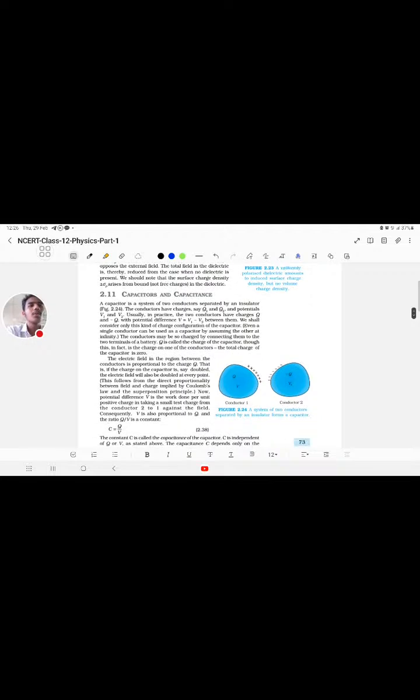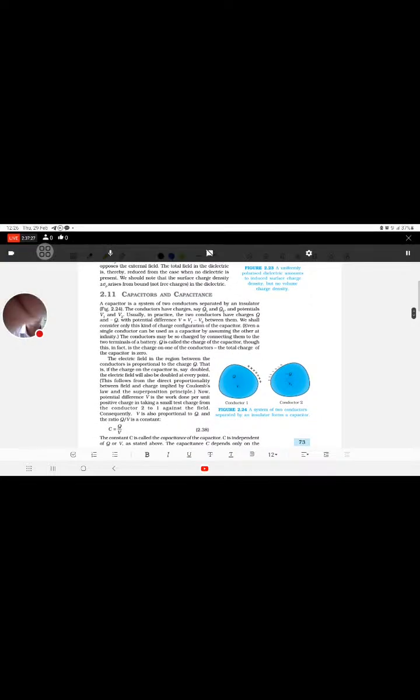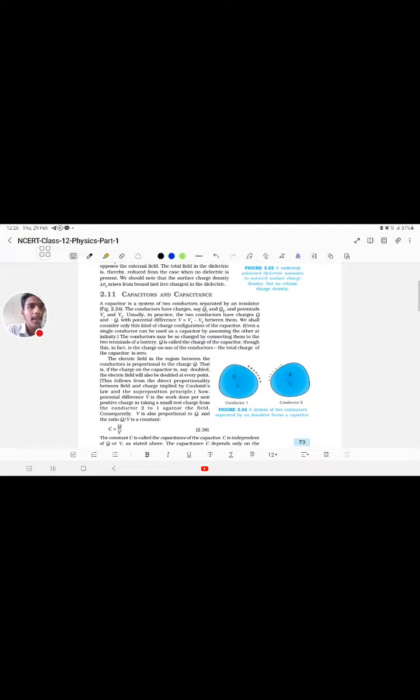So, moving on towards capacitors and capacitance. A capacitor is a system of two conductors separated by an insulator. The conductors have charges Q1 and Q2 and potentials V1 and V2. Usually in practice, the two conductors have charges Q and minus Q with the potential difference V, which is equal to V1 minus V2 between them. We shall consider only this kind of charge configuration of the capacitor.